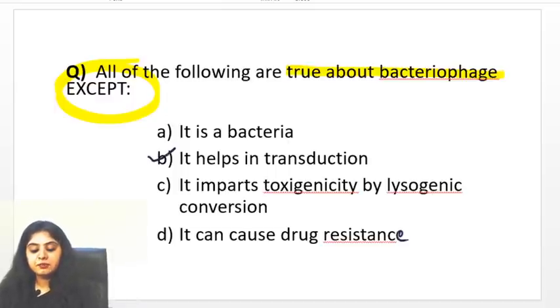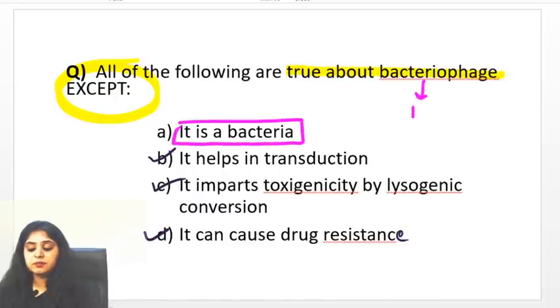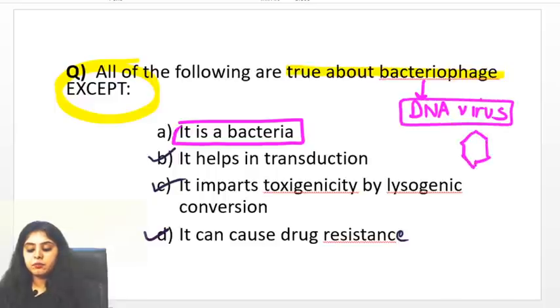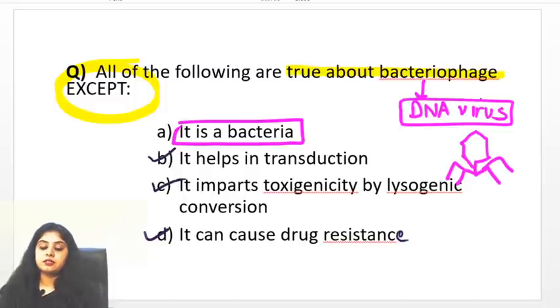Yes, it helps in genetic transfer, transduction, that is its function. By genetic transfer, it can even transfer toxigenic strains. Yes, it can even cause drug resistance, but it is not a bacteria. Bacteriophage comes under the category of a DNA virus. Remember the tadpole shape morphology that you study? It is a DNA virus, okay? It is not a bacteria.